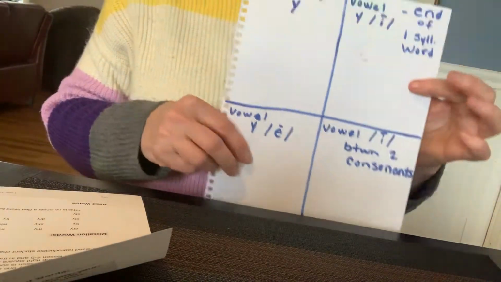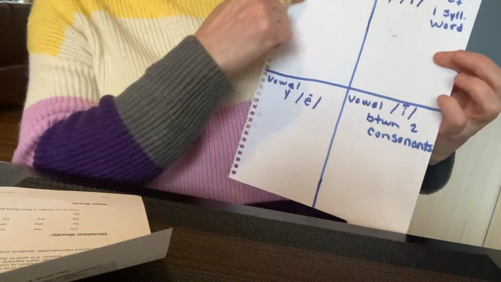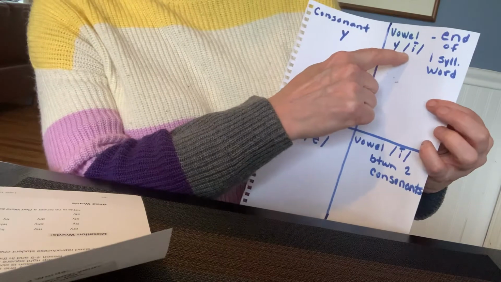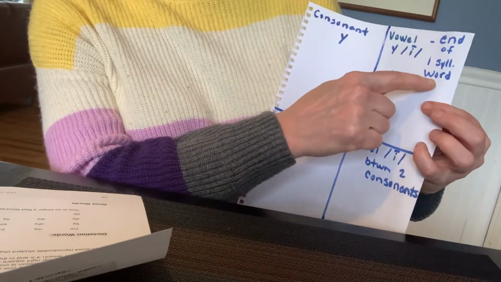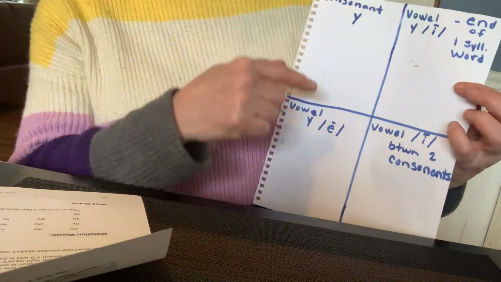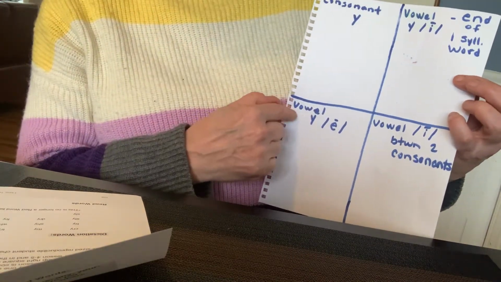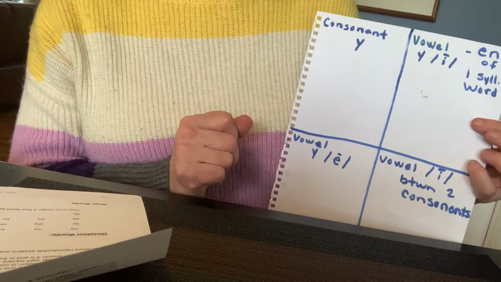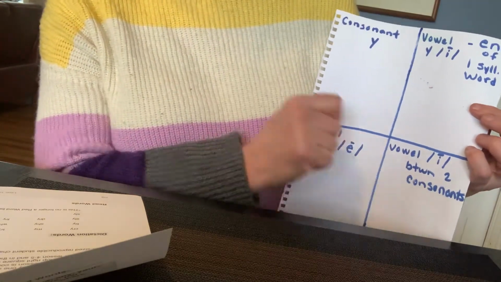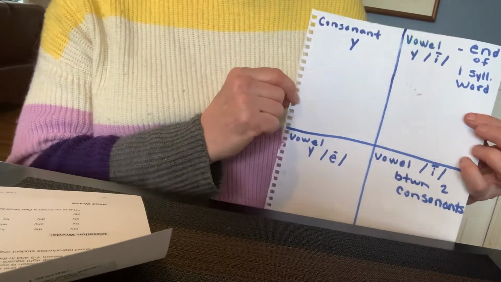Later, after our assignment, we're going to go ahead and make a chart that has 4 sections in it. Sometimes Y is a consonant. Sometimes Y is the long I sound at the end of a 1-syllable word, such as the one we're talking about today. Sometimes it is a vowel that sounds like E. And sometimes it's a vowel that, if it's between 2 consonants, sounds like I.